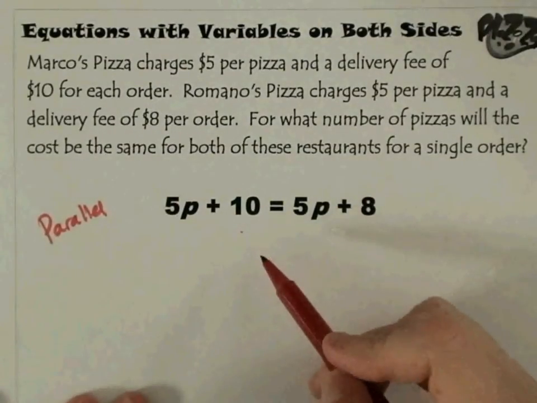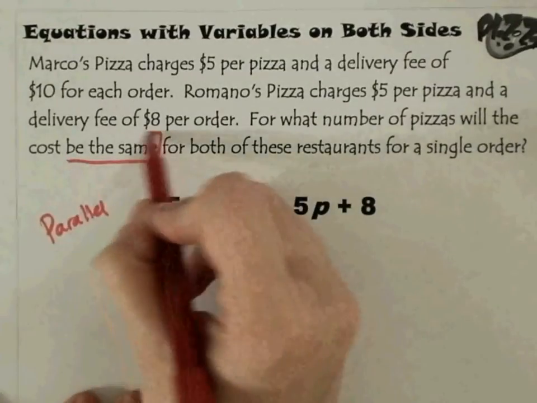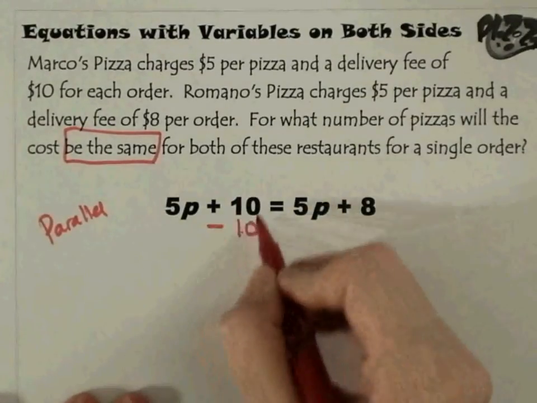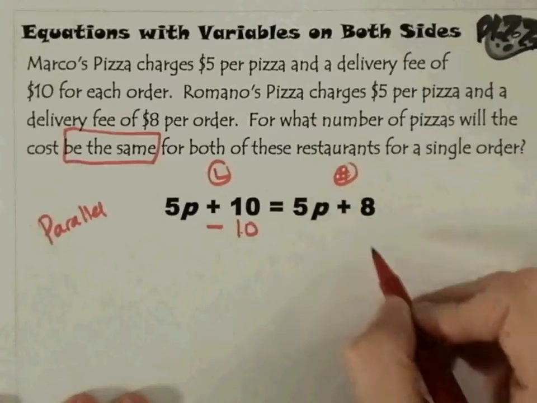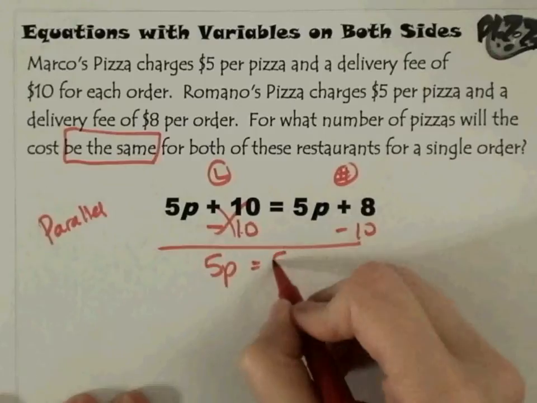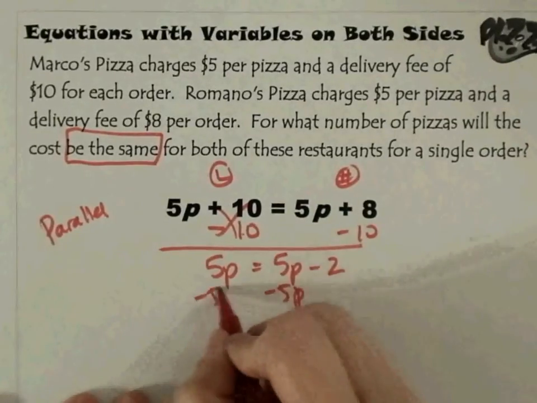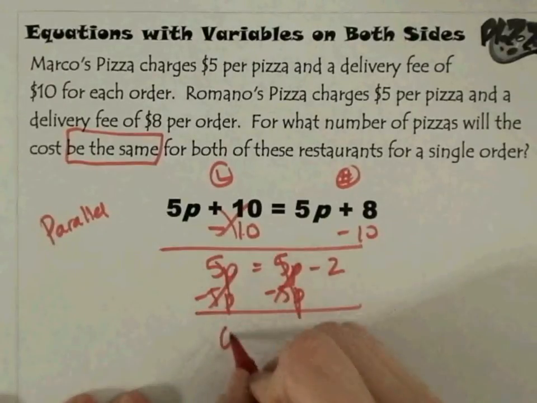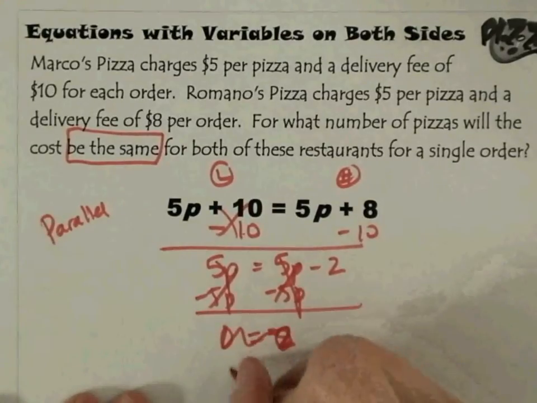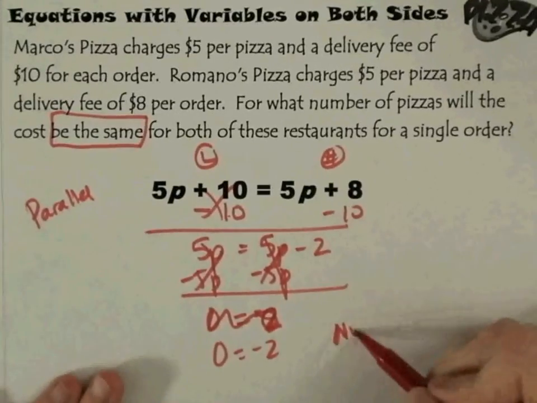That means there's never going to be a place where they're both the same. And we want them to be the same. That's why we set them equal. Let me show you what that looks like. When I solve, I'm going to start by, again, letters, numbers. I'm going to subtract 10 from both sides. I get 5p equals 5p minus 2. Well, now when I move 5p across the equal sign, 0 equals negative 2.